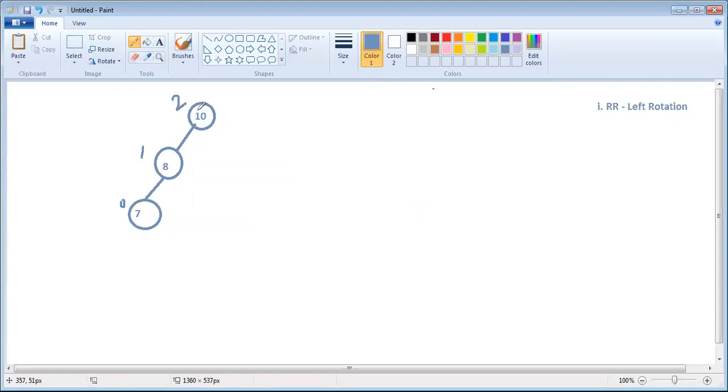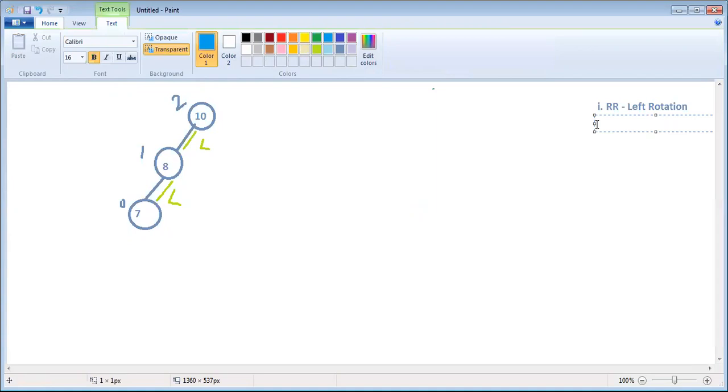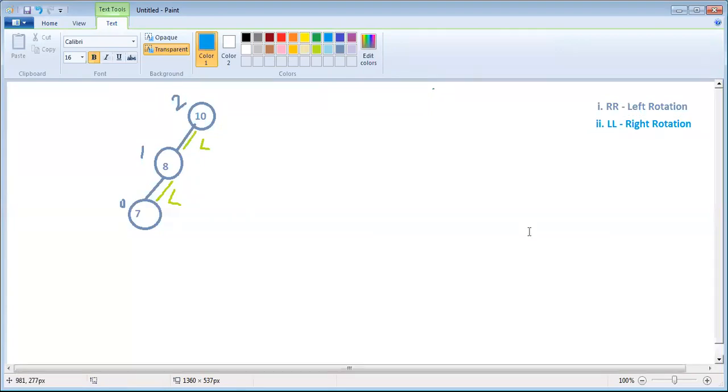So from that node, I am tracing down level 1, 2. Whether it is left subtree or right subtree? Left. What about this one? Left. That is, if I am getting LL, I have to do right rotation. What is the second rule? If I'm getting LL, I have to do right rotation.